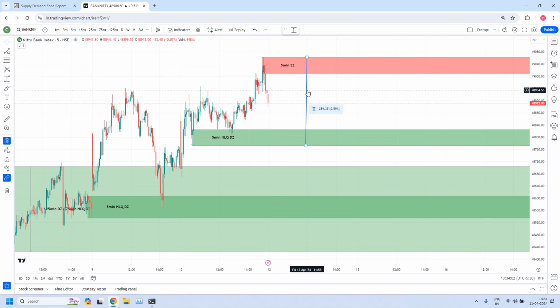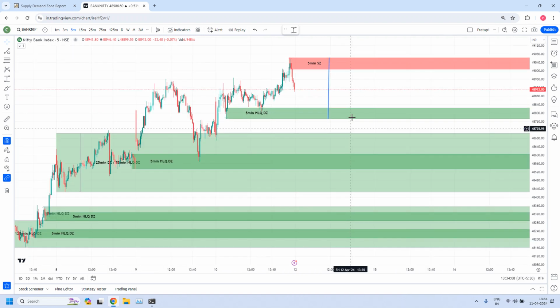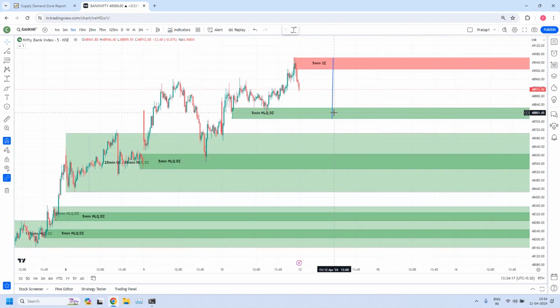But maybe this could be a range. We have around 289 points range here, from here to here. Suppose if the supply is violated, again a new all-time high you can see in Nifty, in Bank Nifty. Suppose if this 5-minute zone is violated, then again the next range could be from here to here. This could be the next target.